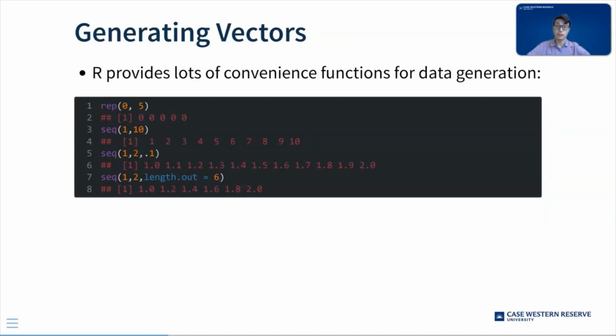R provides a lot of convenient functions for data generation. Here are multiple examples of how to generate vectors of different lengths. Here we can use the rep and seq functions, or replicate and sequence, to generate different vectors. Different inputs will generate different types of values. Read the help documentation to learn more about rep and seq.